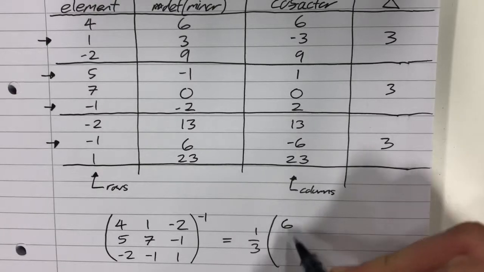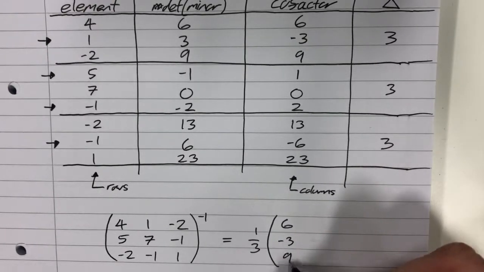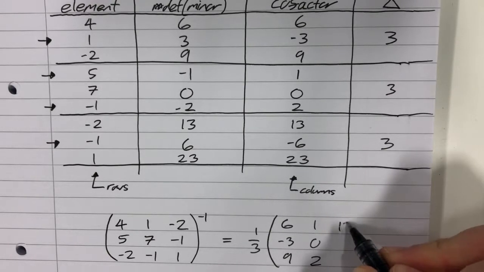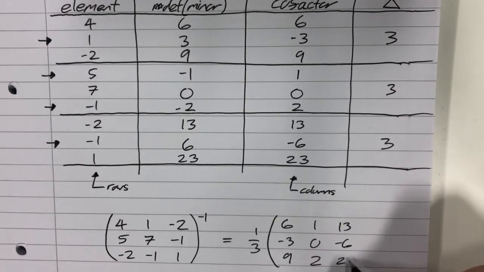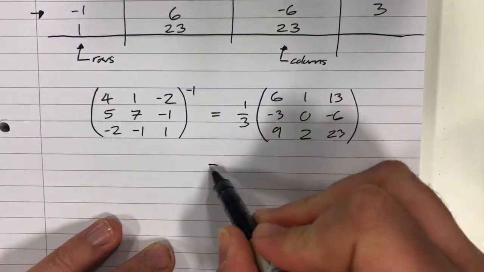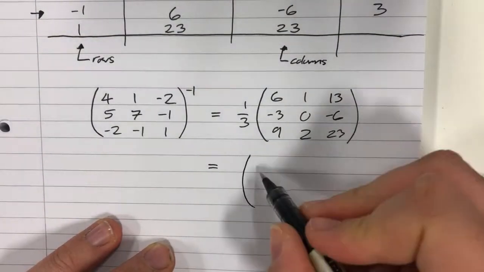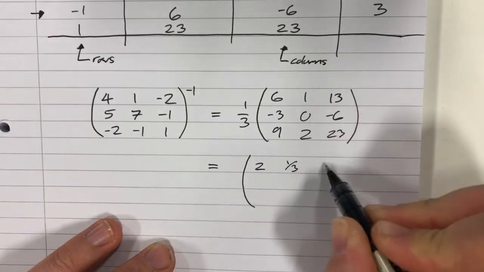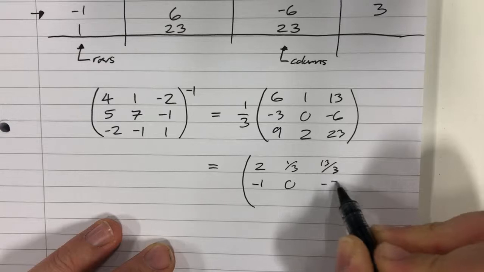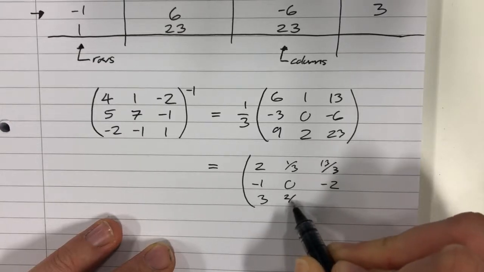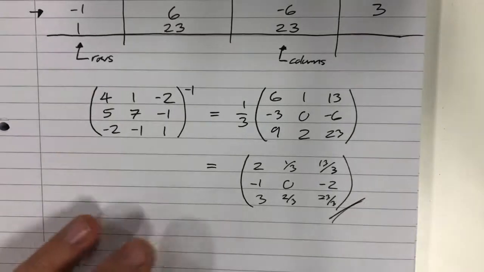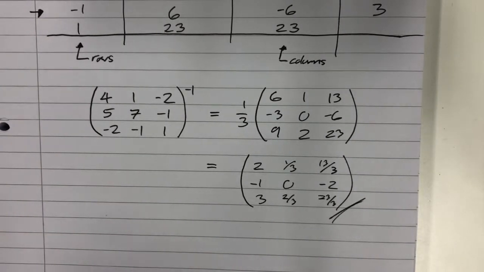And that's the answer. 6 minus 3, 9, 1, 0, 2, 13 minus 6, 23. And if you wanted to, you could bring that third in, but you don't have to. So that would be a 2, a third, a 13 thirds, a minus 1, a 0, a minus 2, a 3, 2 thirds, and 23 thirds, as we got in the calculator at the beginning of the question.